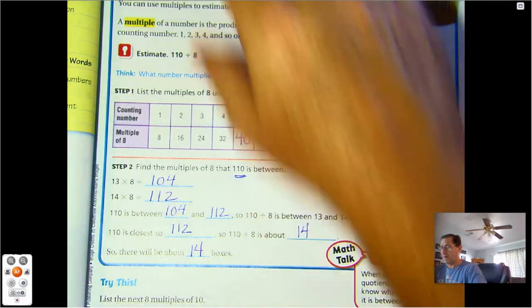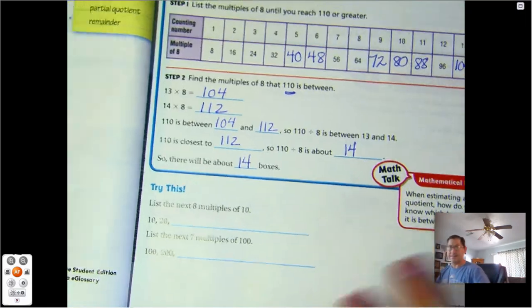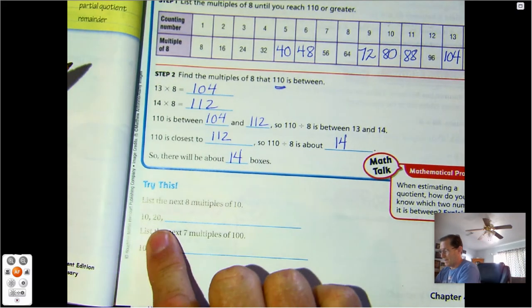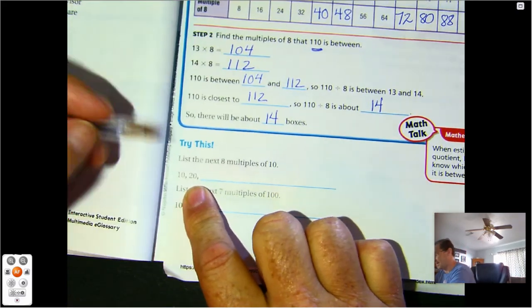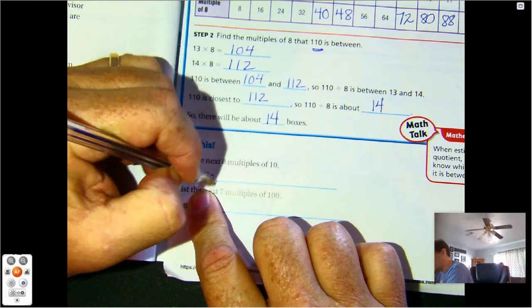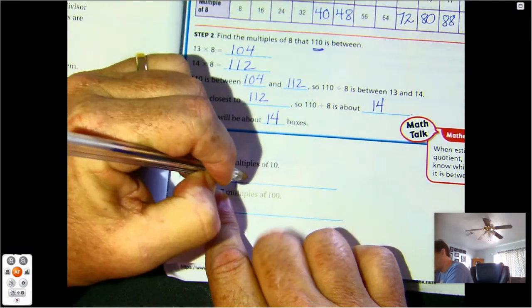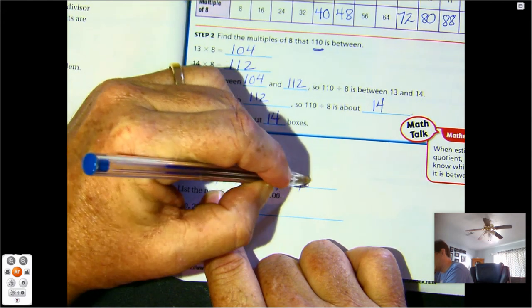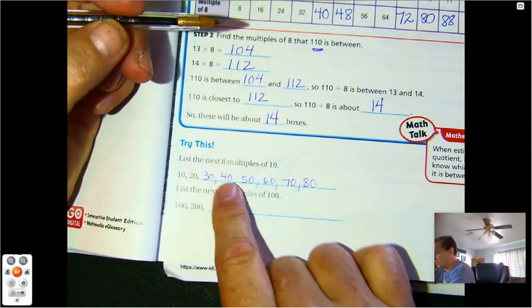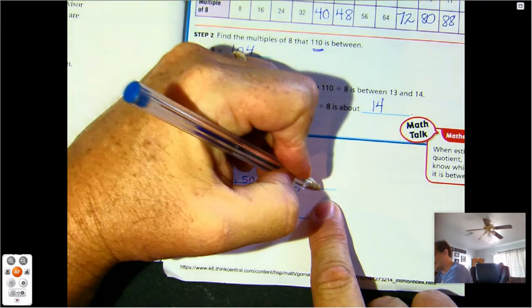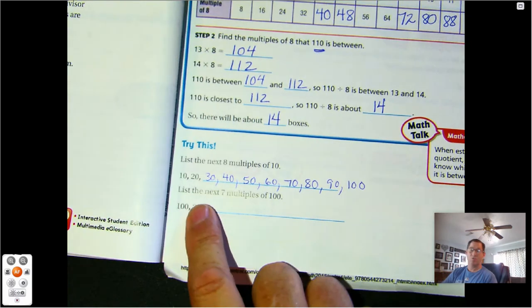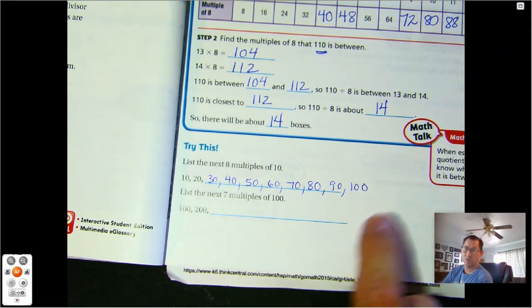All right, so now try this. List the next 8 multiples of 10. So right now we're at 2 multiples of 10. So 30, 40, 50, 60, 70, 80, 90, 100. 1, 2, 3, 4, 5, 6, 7, 8. 8 multiples. The next 8 multiples will get me to 100.